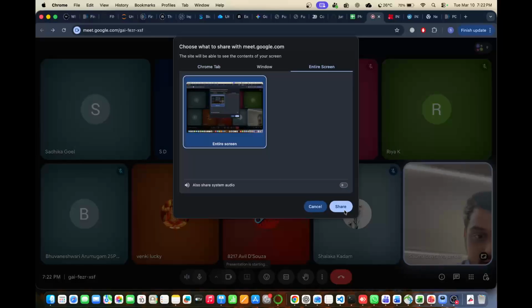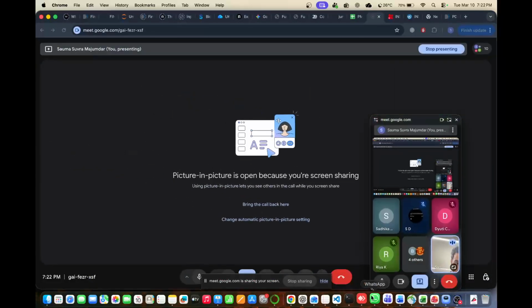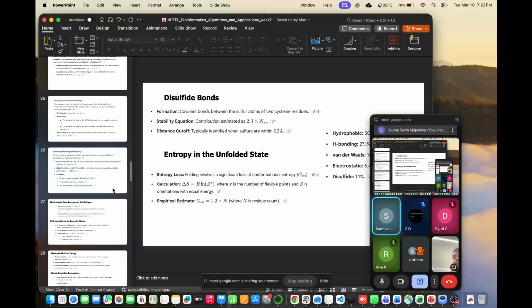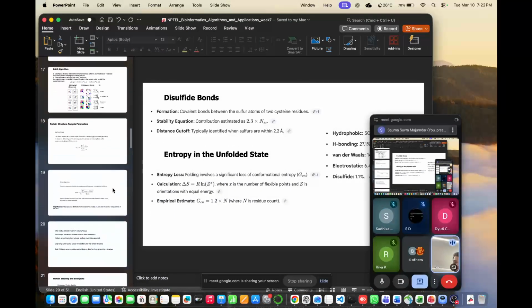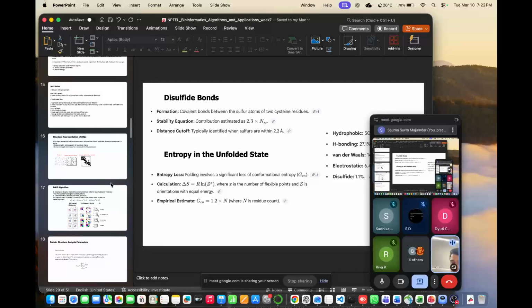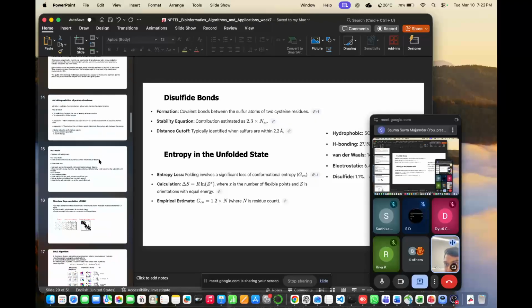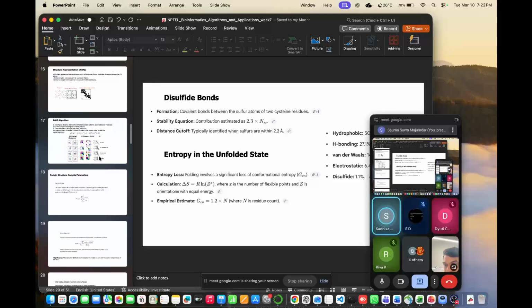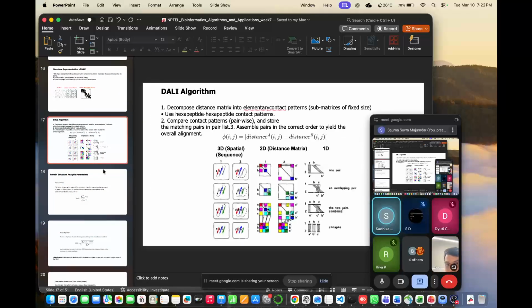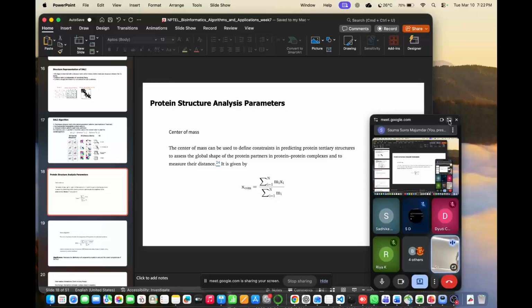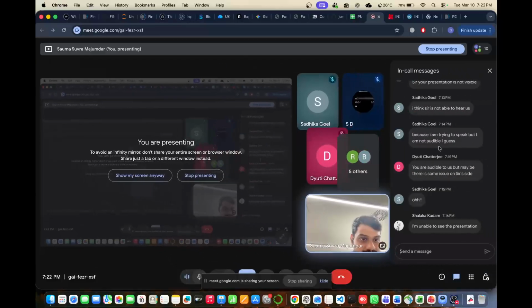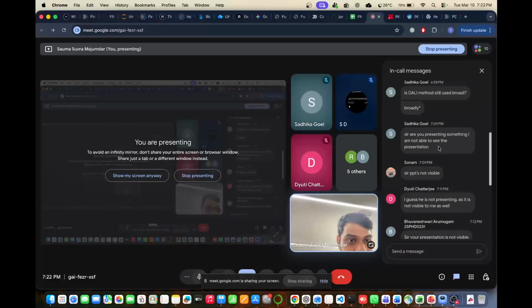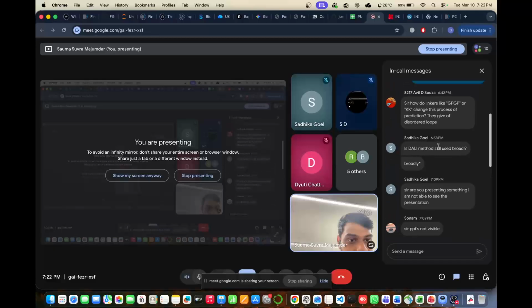I think the screen was also not properly shared. Now can you see the screen? Yes, sir. I'll quickly go through it in 5 minutes. What is the last slide that you had seen? Sir, I guess the Dali method, and after that 1 to 2 slides. Okay, I'll quickly go through those, but before that, I think there are a lot of questions here. Is there any particular question?